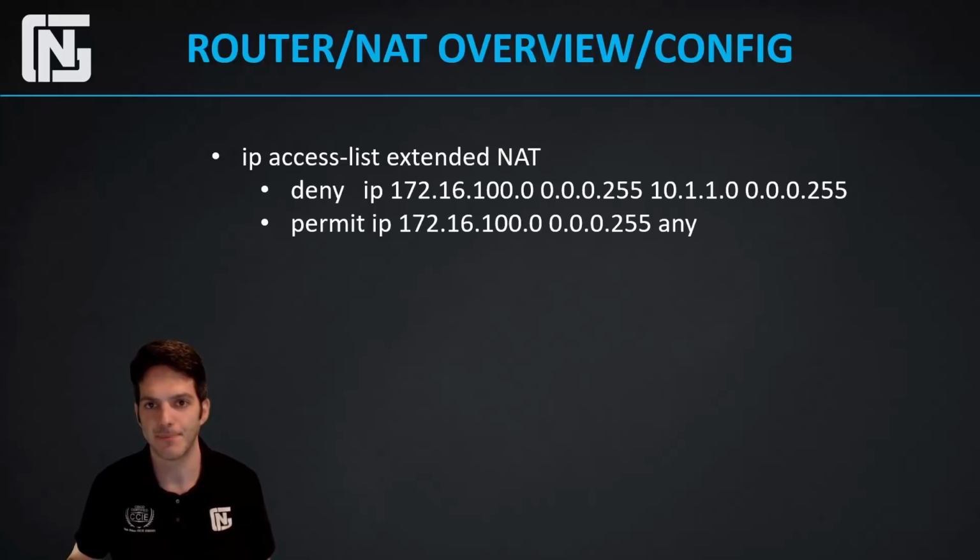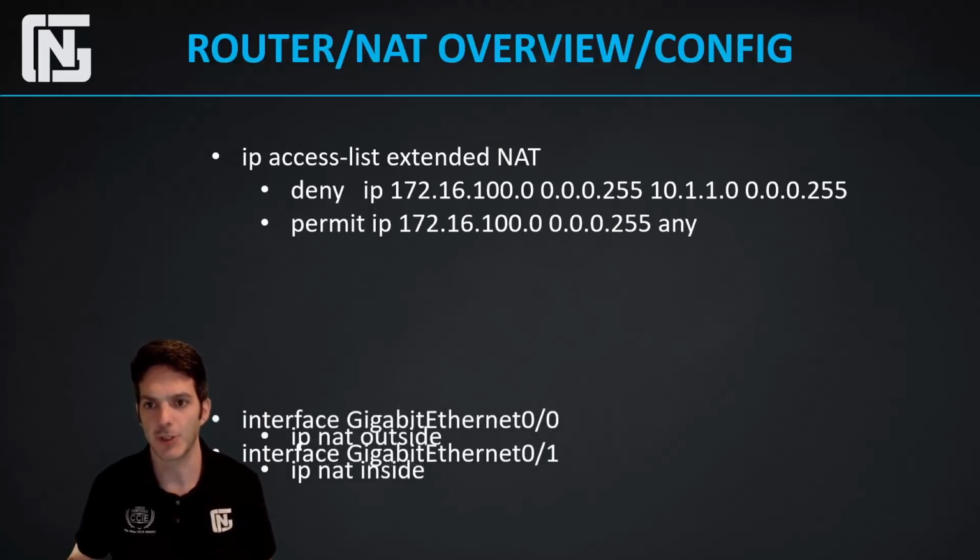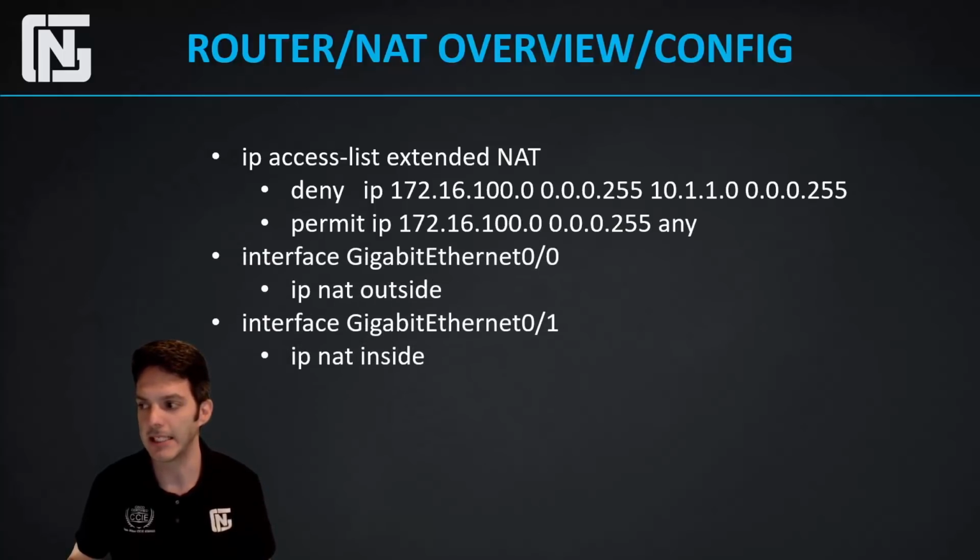Now the next step in the process is we're going to go ahead and apply the NAT configuration to the interface. So we have to tell NAT which interfaces are which. In this case here, gig 0/0 will be the outside, gig 0/1 will be the inside.